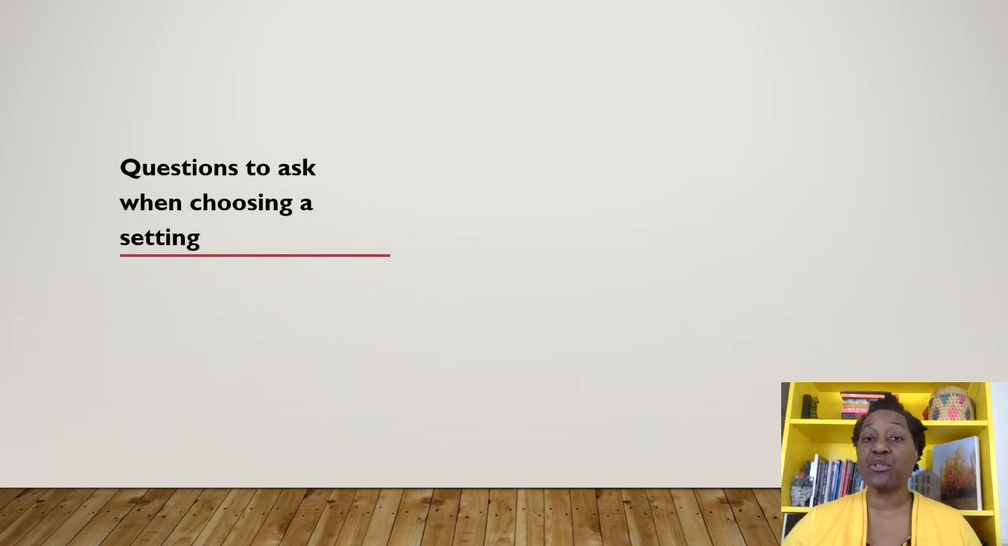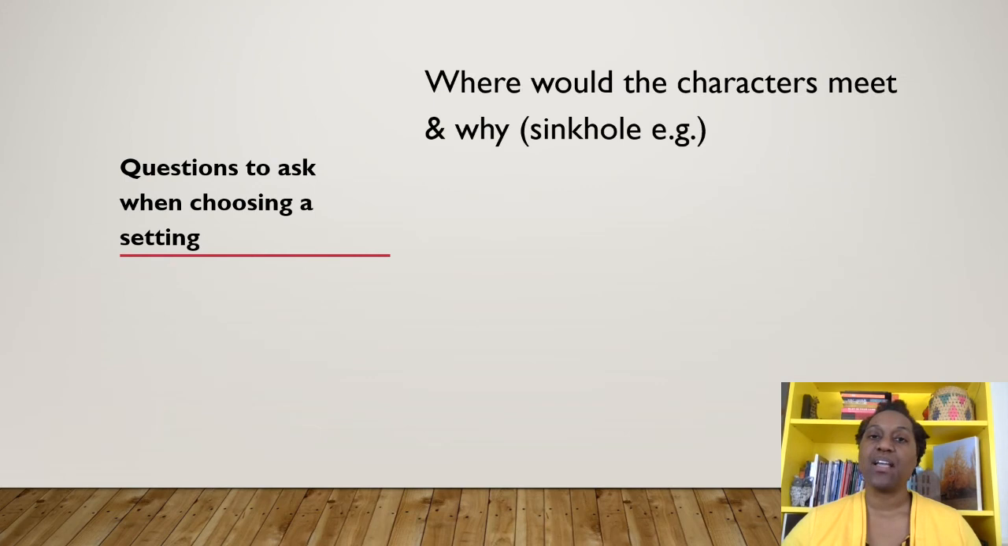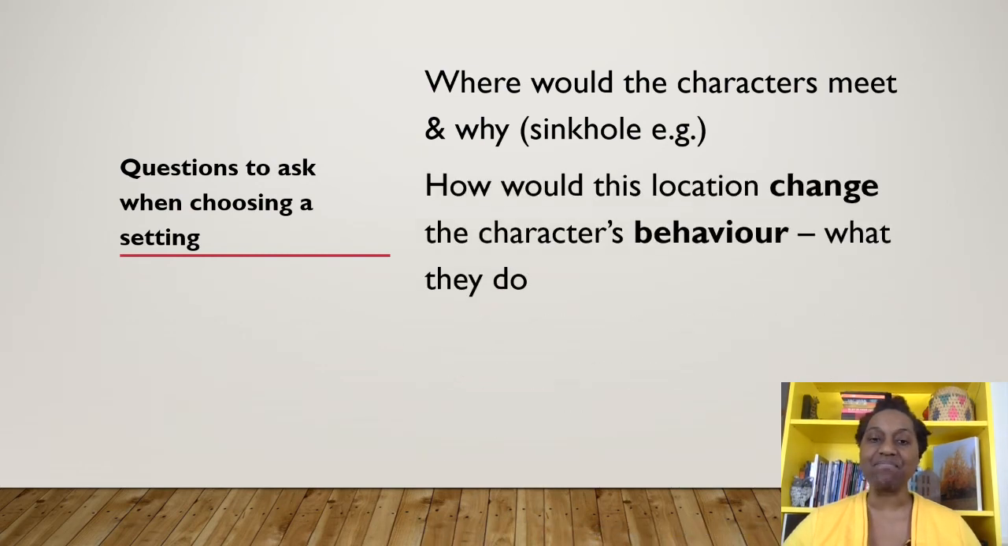Now, a couple of questions to ask yourself when you're thinking of choosing a setting. Where would the characters meet and why? In the previous clip, CJ gave us the gorgeous location of a sinkhole. And what's really important when you think of a location is why there. A simple example would be perhaps character A works for the council, needs to fix something around the sinkhole. Character B needs something from character A and therefore goes to find them there. So it's not enough to just have a beautiful location. There has to be a reason why those characters will meet there.